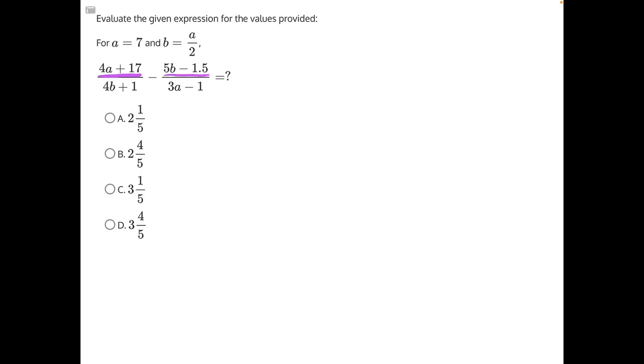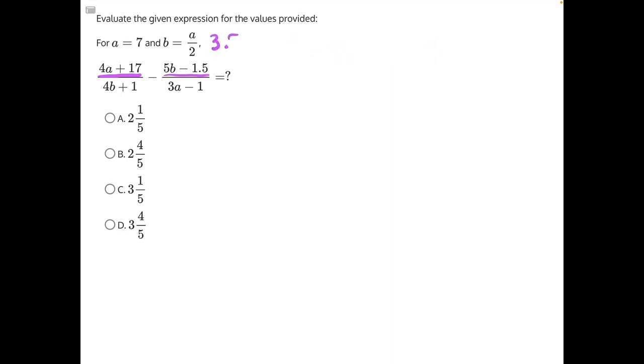To solve this question, we need to substitute in our known variables a and b and solve for the expression's value. But before we do that, we actually need to substitute a into b to find b's full value. To do that, we'll have b is equal to a over 2, and we know a is equal to 7 over 2. 7 divided by 2 would give us 3.5. So now we know that b's full value is 3.5.